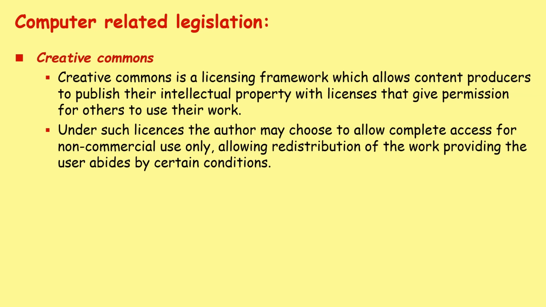Creative Commons is a licensing framework which allows content producers to publish their intellectual property with licenses that give permissions for others to use their work. Under such licenses, the author may choose to allow complete access for non-commercial use only, allowing redistribution of the work, providing the user abides by certain conditions. So if you've created a work and you want people to use it in certain ways, you can use a Creative Commons license to give some rights up and allow people to have some kind of creative use of your work, but with conditions attached.